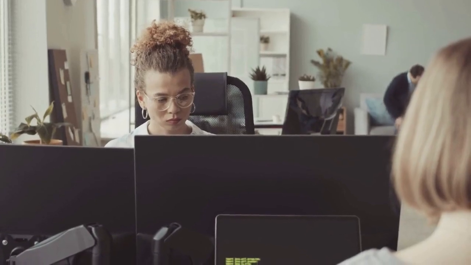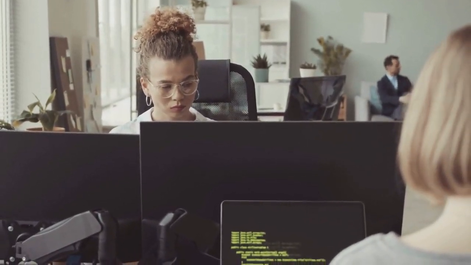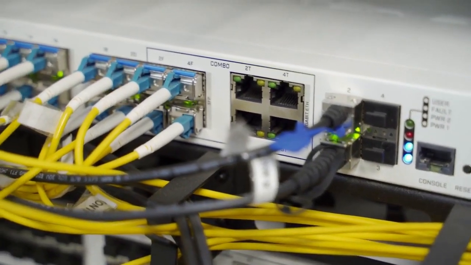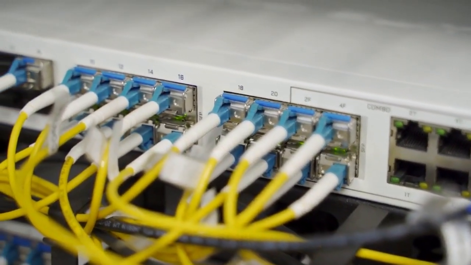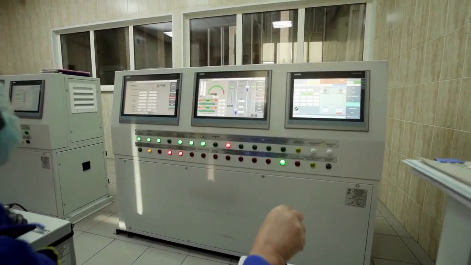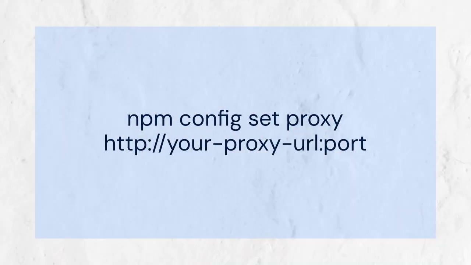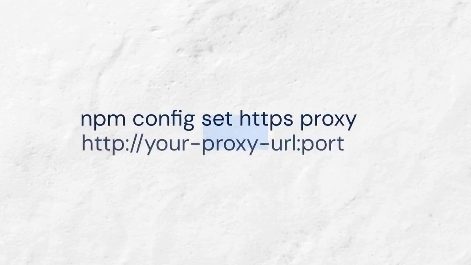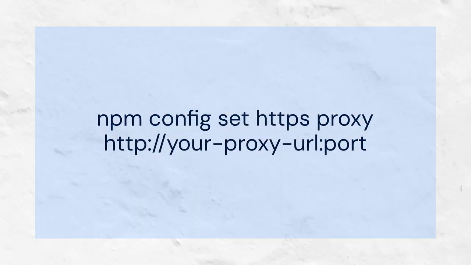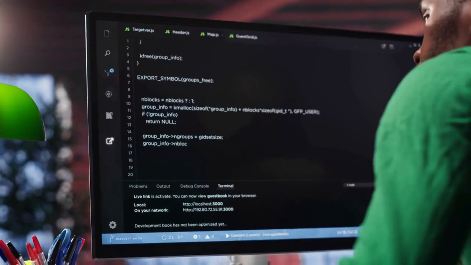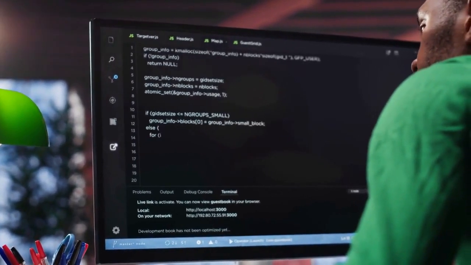If you are working within an organizational environment, verify that the correct proxy settings are configured. npm might be failing to connect to your private repository because it's not properly configured to use your company's proxy server. You can configure the proxy using commands like npm config set proxy http://your-proxy-url:port and npm config set https-proxy http://your-proxy-url:port. Remember to replace your proxy URL and port with the actual values for your proxy server.